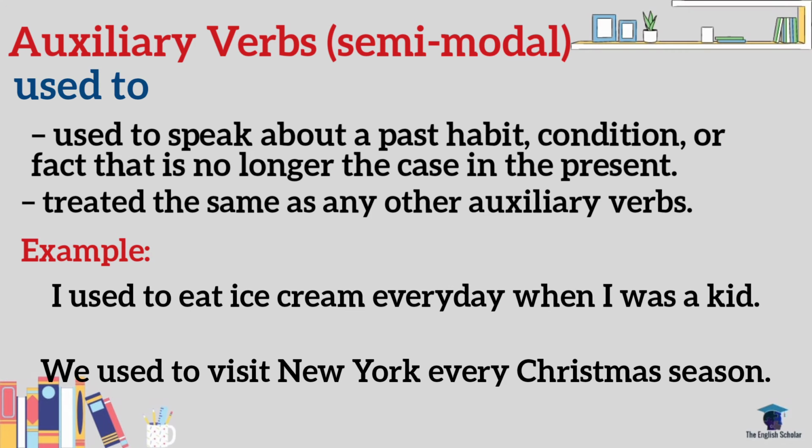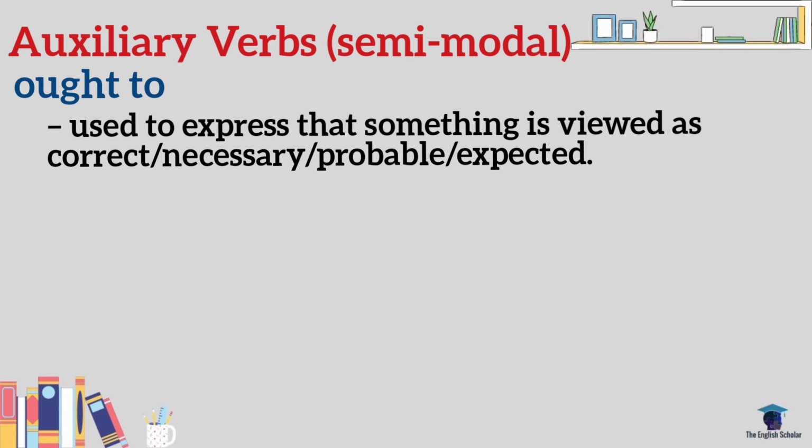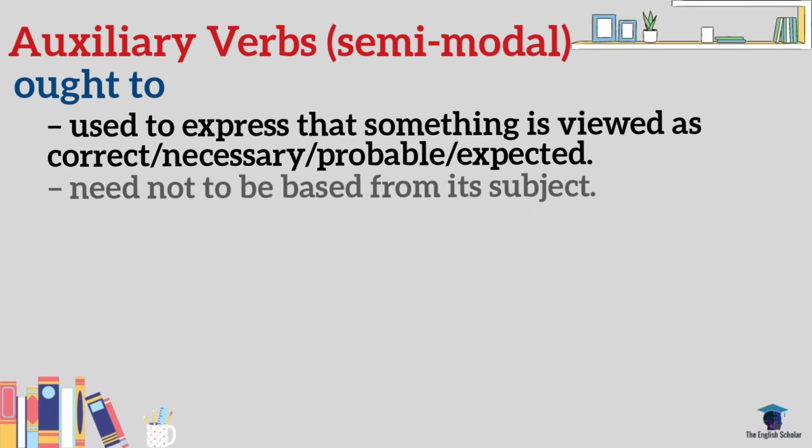Let's have the fourth and last one, ought to. Ought to is used to express that something is viewed as correct, preferable, or necessary, or as probable, likely, or expected. Same with the first three semi-modal auxiliary verbs, it also needs not to be changed based on its subject. It should be left in its original form, plus the base form of its main verb.